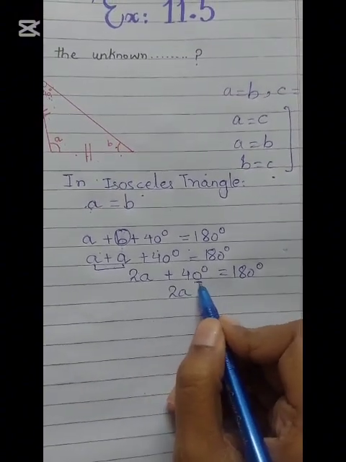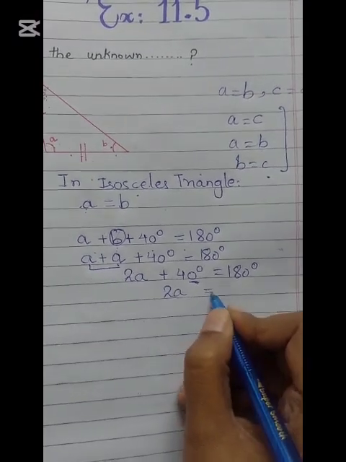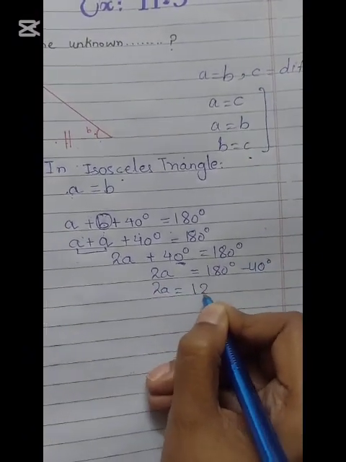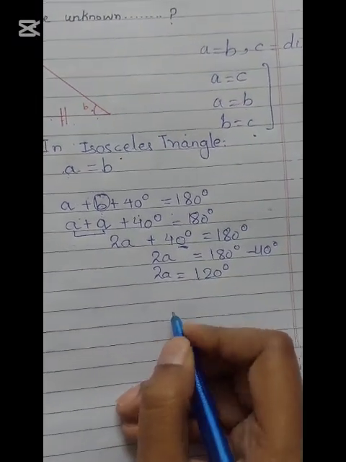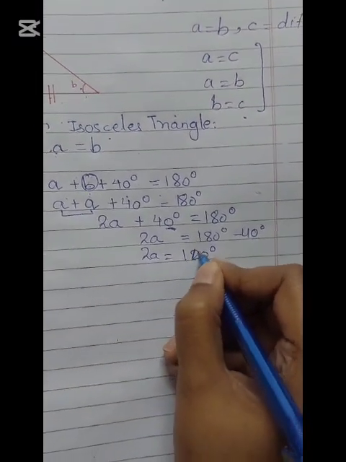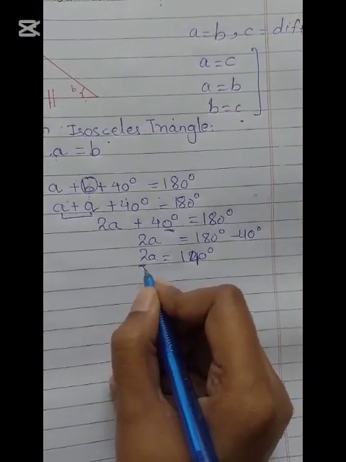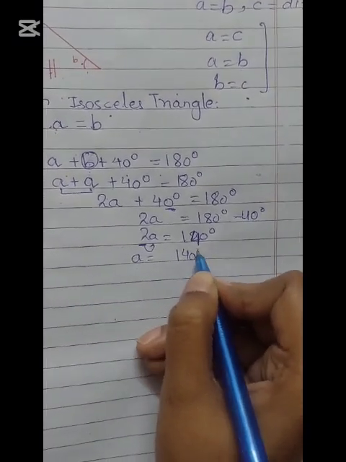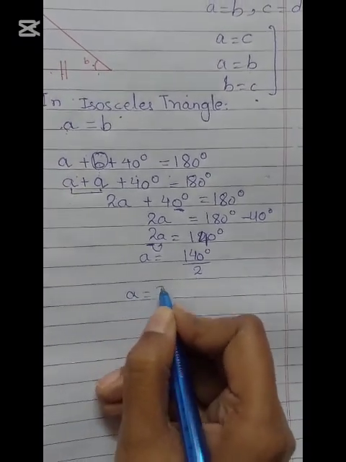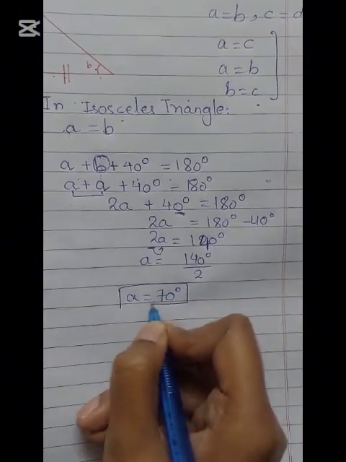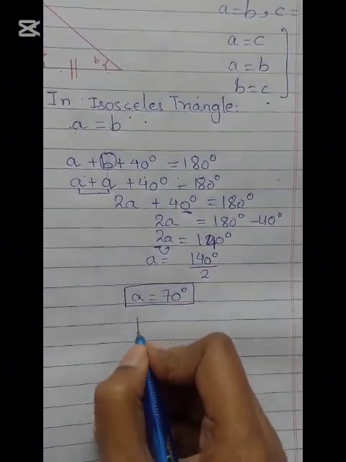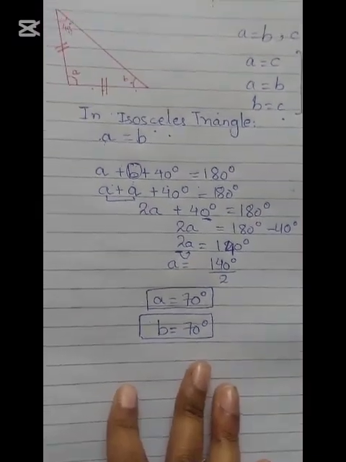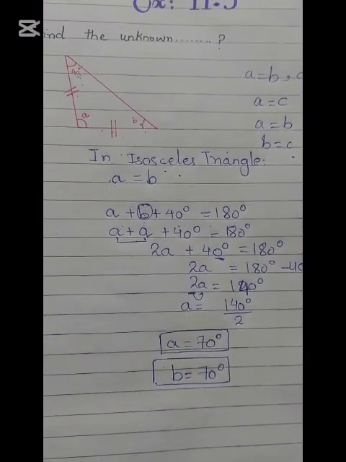First transfer 40 to the other side. After subtraction we get 140, and 2 is multiplied with variable A, so after transposition it will be divided. So the answer is 70 degrees. If A is 70 degrees, due to the isosceles triangle B is also 70 degrees. So here are our two unknown angles in this figure.